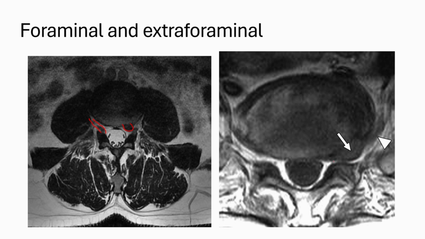whereas this extraforaminal type of herniation of intervertebral disc leads to the compression of the exiting nerve root. This arrow is showing that this is the exiting nerve root. As we can compare on the other side, this is the exiting nerve root compression distal to the dorsal ganglion.